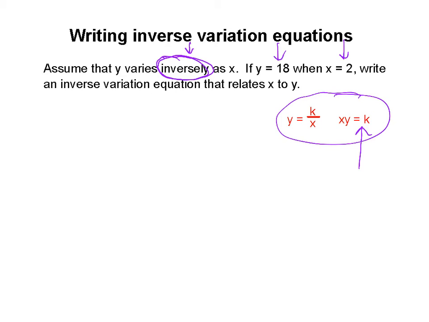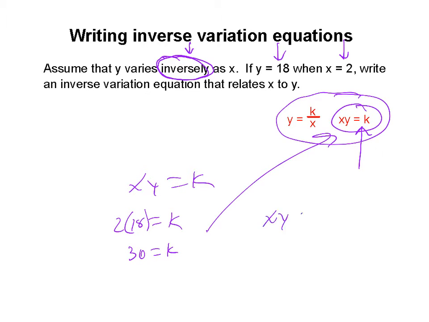So all you're going to do is just grab your equation, right? We're going to write it like this, okay? Let's put our x and y in. X is 2, y is 18, equals k, right? So in other words, 36 equals k. And then just plug that k back into the equation, and you've got it. So here is our finished equation.